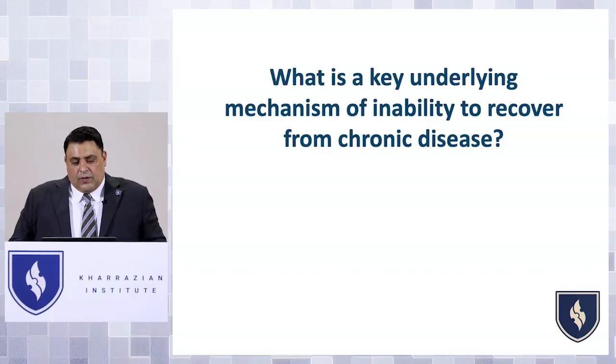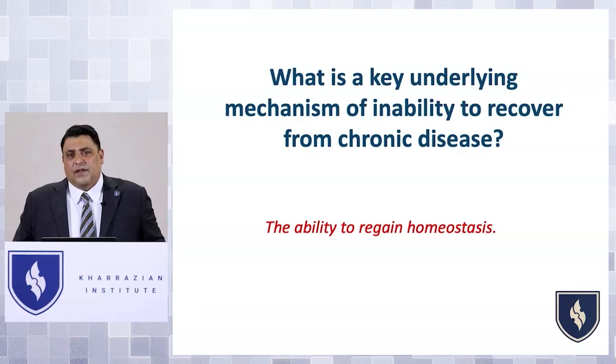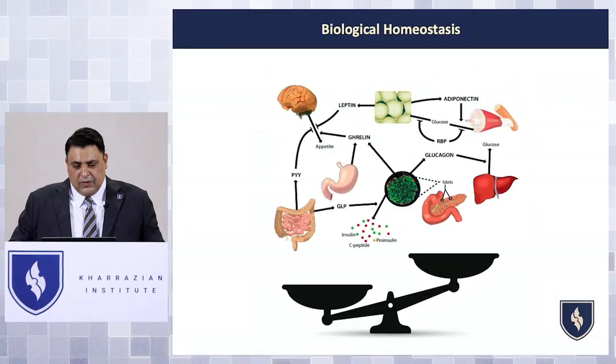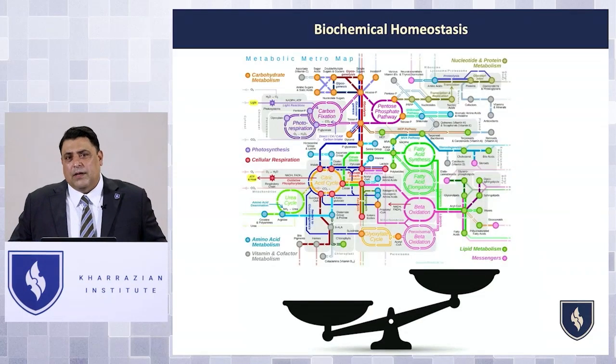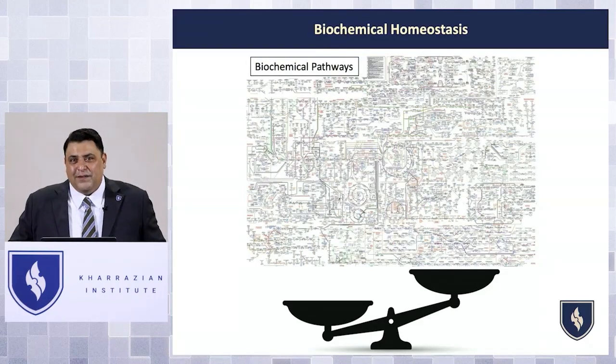So when we ask this question, what is the key underlying mechanism of inability to recover from chronic disease? It's basically the ability to regain homeostasis. Homeostasis being the physiological mechanism of balancing things out. We have all these feed-forward feedback loops that all integrate and work together to always get us back into balance. And when you look at homeostasis, whether it's the neuroendocrine immune system working together, or you go deeper, all these different biological, biochemical pathways that are involved with our physiological processes, all of these different biochemical processes all depend on one thing. They all depend on ATP.